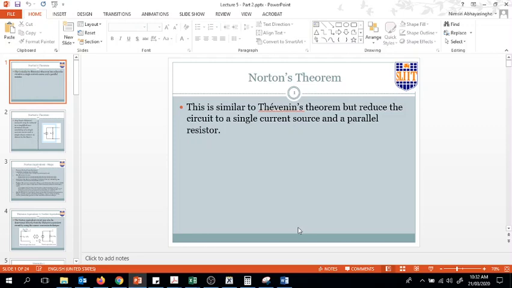Today we will start the discussion from the Norton's theorem. Now in the Norton's theorem, instead of converting the circuit into a voltage source, here we convert it into a single current source. Now when it comes to a current source, you need to have a parallel resistance instead of a series resistance. So we will be converting the network, excluding that resistor that we are considering, into a current source and a parallel resistor.